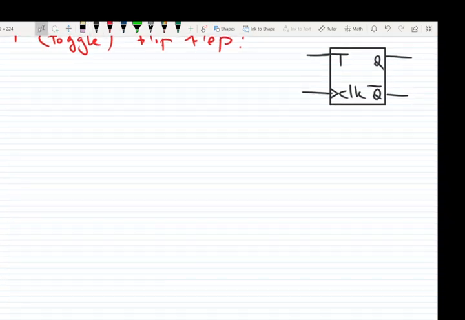So how can we construct this T flip-flop using a D flip-flop? We can connect the input of a D flip-flop.